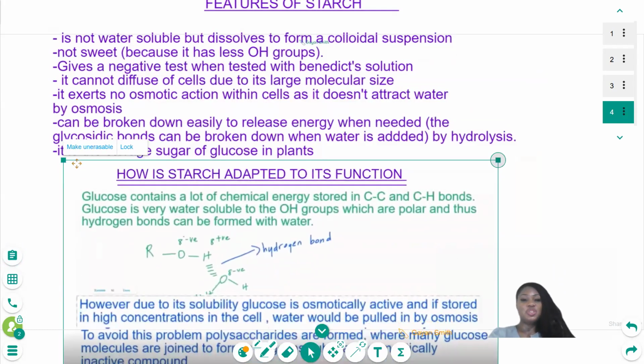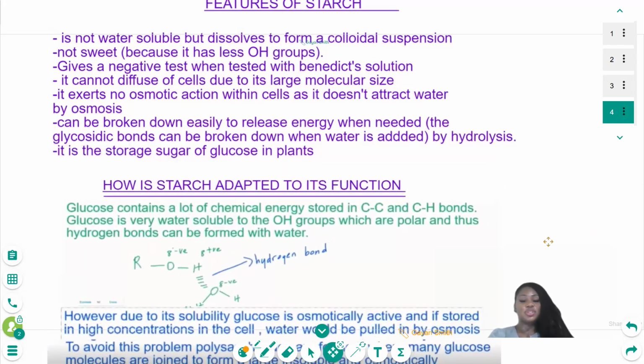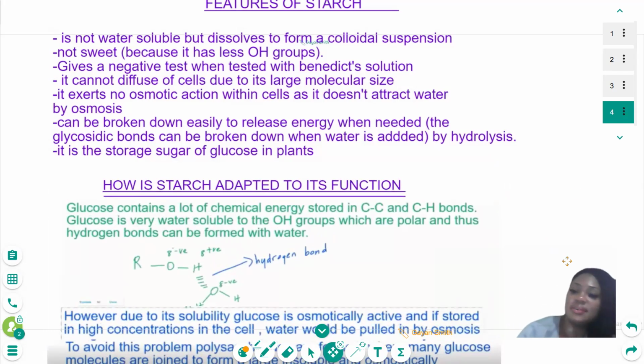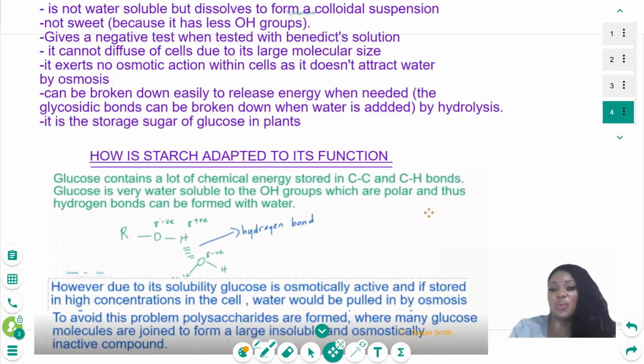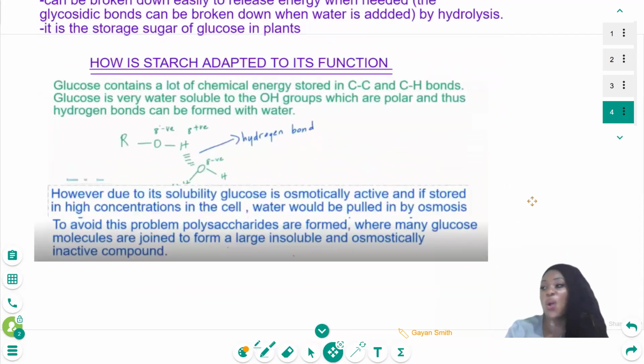So after we have learned the structure, the next thing, which Kate will really dig into now, is to see if you can link exactly how the structure makes it adaptive to its function. So we've already listed its function, but let us now see how its structure is adaptive to its function. So let us start off here.